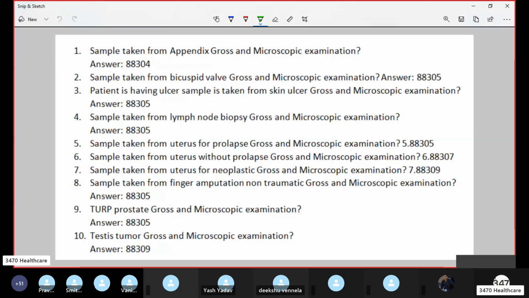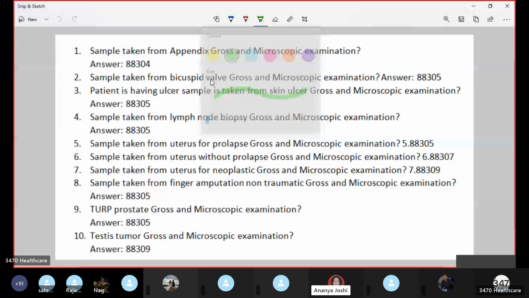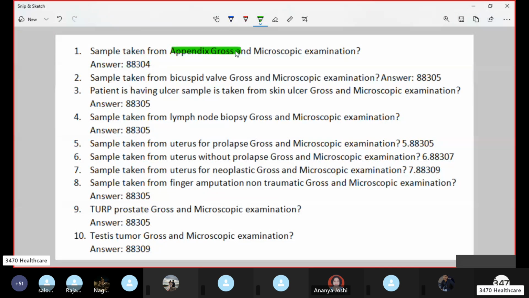Guys, any doubt? Sir, for a sample taken from the appendix with gross and microscopic exam, when do we have to code other than incidental 88302? In your question, if the word incidental is mentioned, you can go incidental. Otherwise, you can go for the other than incidental. Okay. Thank you, sir.